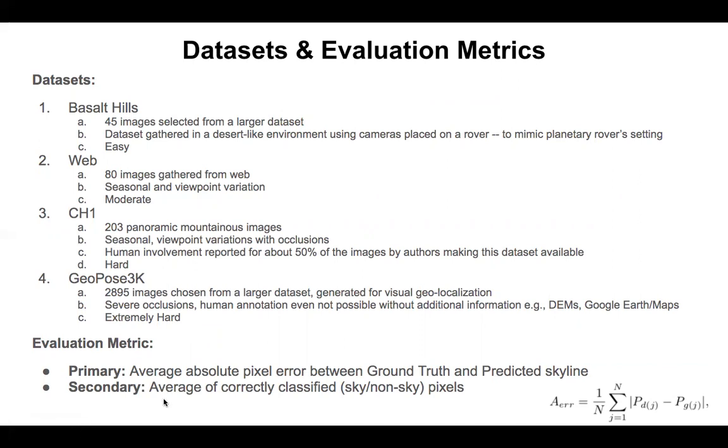So we are using two different metrics for comparison. One is average absolute pixel error, essentially how we take the distance between the detected skyline and the ground truth skyline and average the vertical distance. And the other is just the average of the correctly classified pixels, so just the average accuracy.